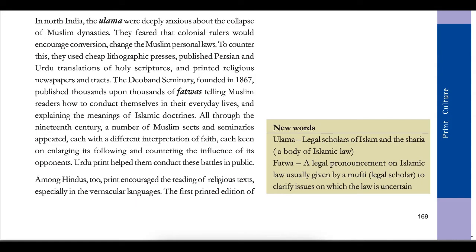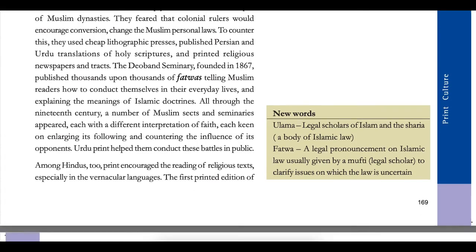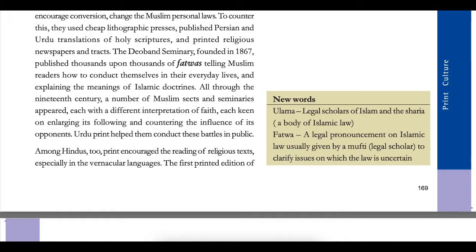In the 19th century, a number of Muslim sects and seminaries appeared, each with a different interpretation of faith, each keen on enlarging its following and countering the influence of its opponents. Urdu print helped them conduct these battles in public.